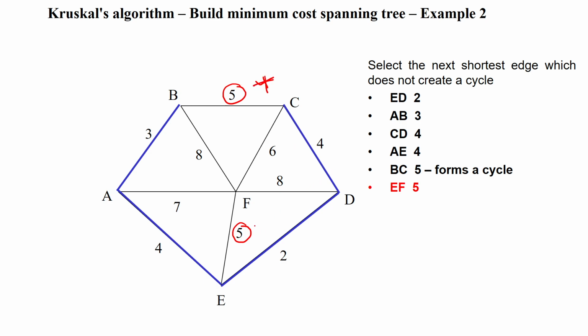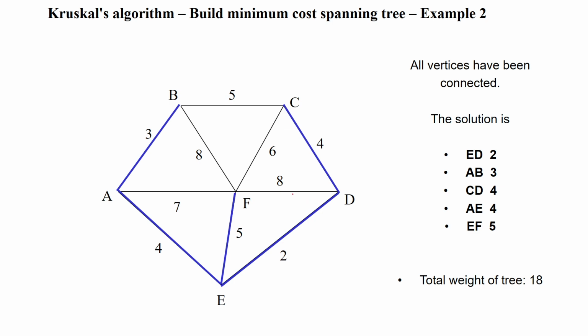Then the next one is the edge between E and F. Now E and F is selected, which is not forming a cycle, so it is satisfying the property, so we can use this edge. Then, are there any vertices not visited? All the vertices are visited, so that is the algorithm here. We have to visit all the vertices and all the vertices must be connected. That means all the cities are connected with the minimum cost, I mean minimum length of the wire.